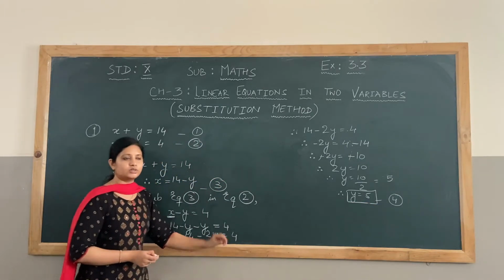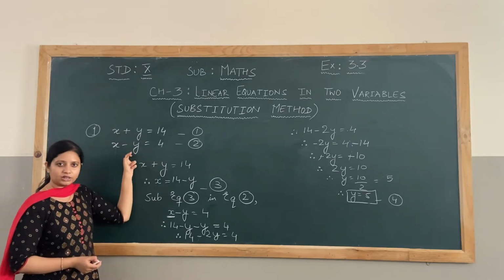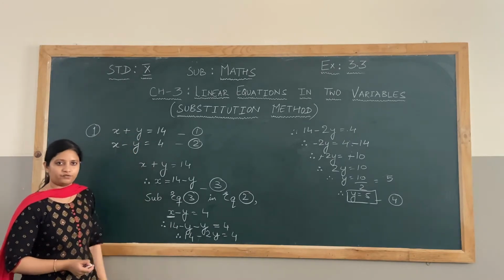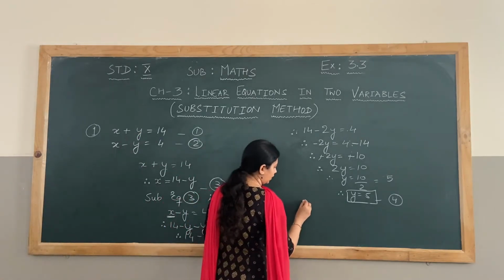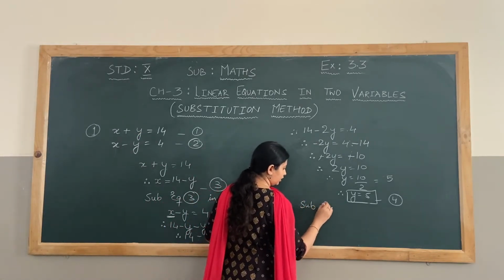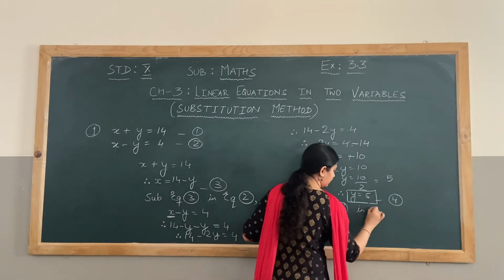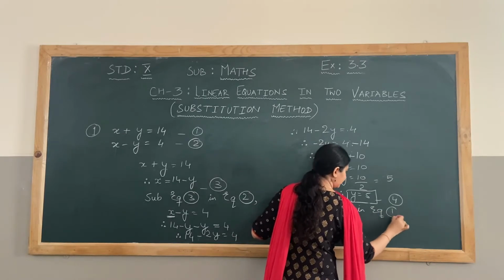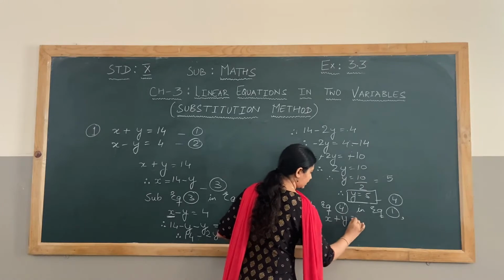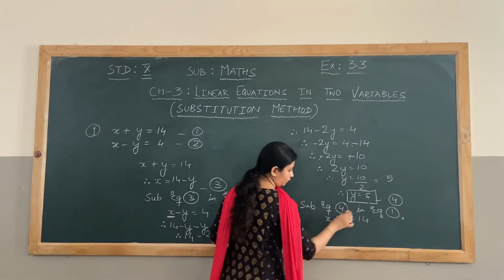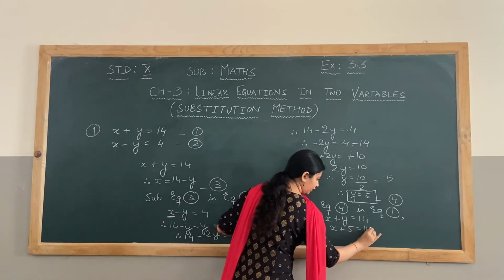Now what you need to do is, once you get the value of y, you substitute the value of y in either of the equations, and then get the value of x. You can use any of them. I am using the first equation. So again, substituting equation 4 in equation 1. You can even use equation 2. So what is my equation 1? x plus y is equal to 14. Now instead of y, I will be substituting this value. So x plus 5 is equal to 14.